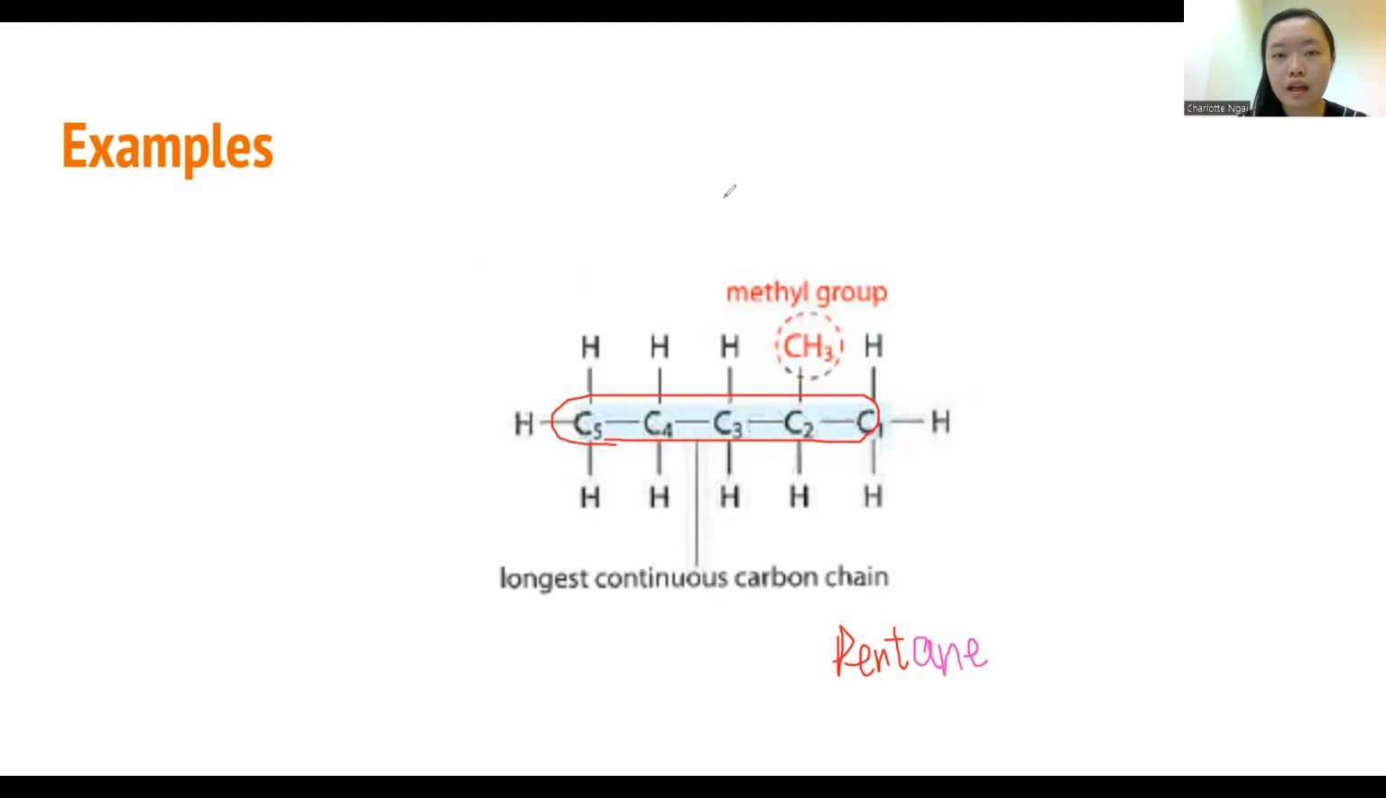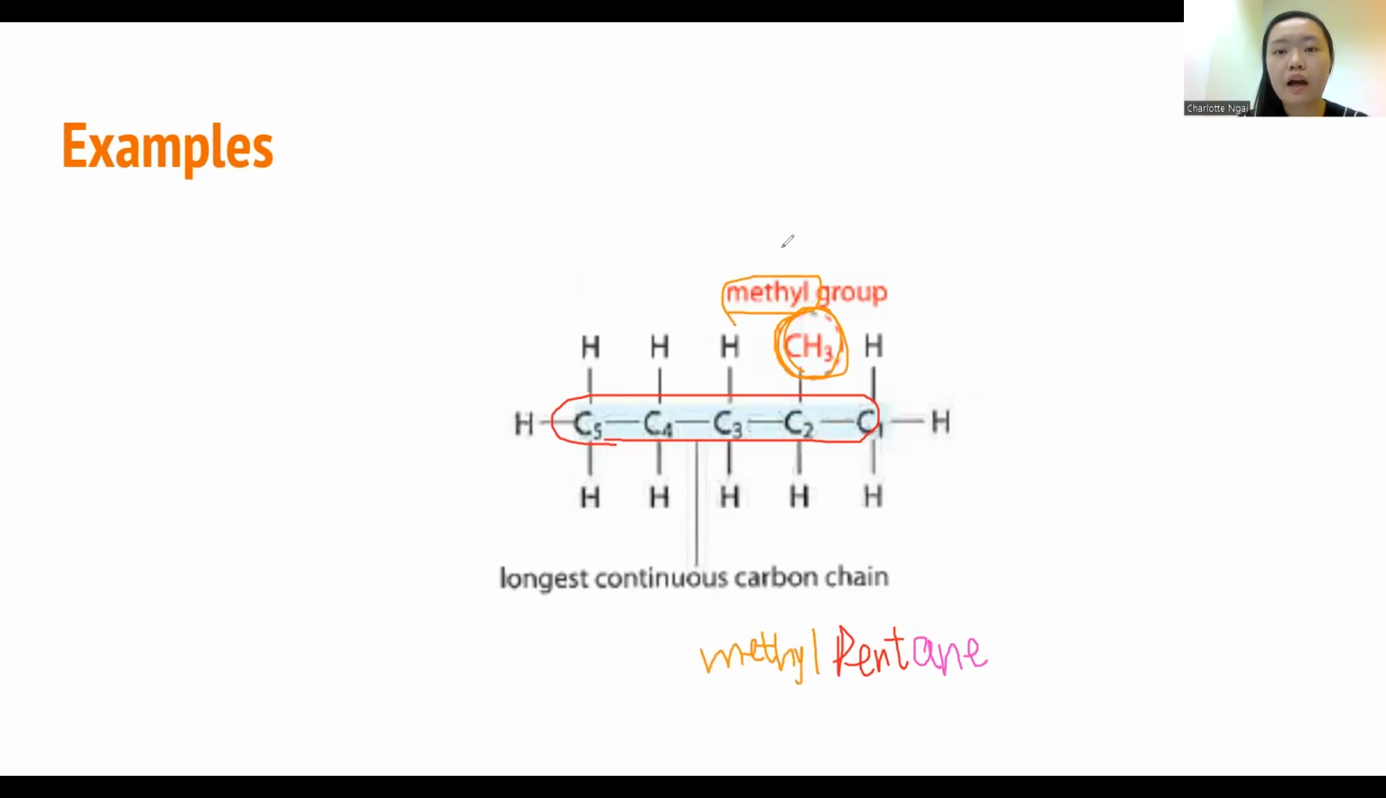The next thing is we need to look for any substituent group. As I can see in the structure, there's one CH3 group attached to this carbon, and this is what I call a substituent group. Because there's only one CH3 group, I will write this as a methyl group. So I will write methyl in front of pentane.